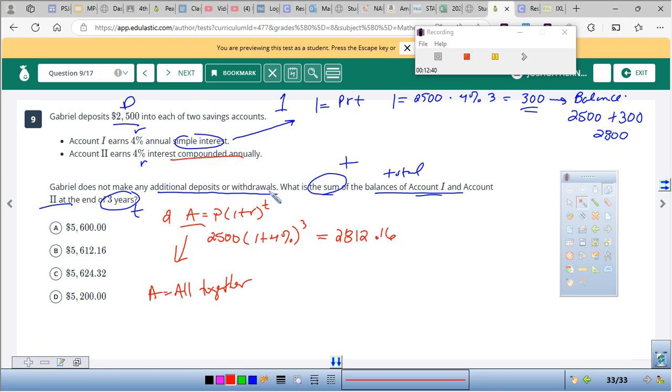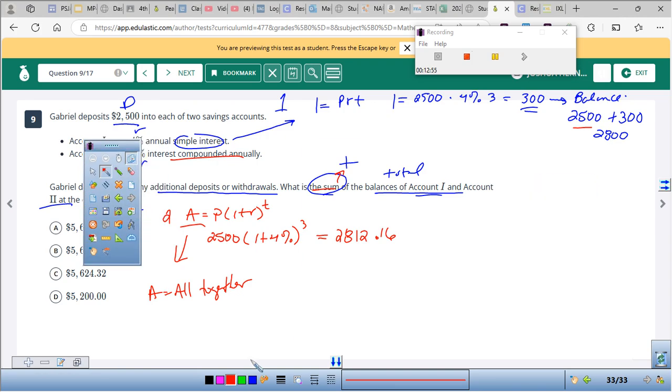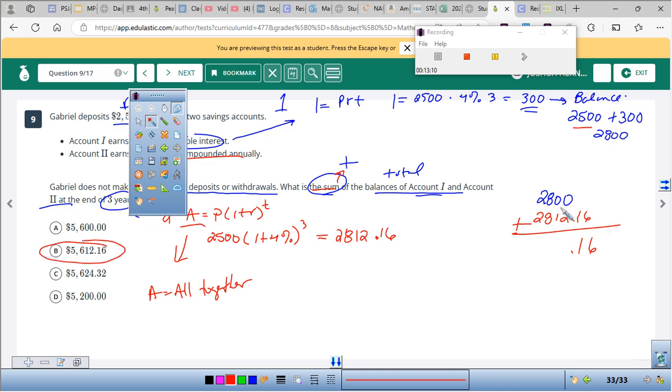So if I have that as my balance, then I can figure out the total, right? What does it say? It was the sum, to add them all up. So initially I had 2,500 in the first one, then I added the interest of 300, which makes 2,800. So I'm going to have to get both accounts. Account 1, the balance is 2,800. And account 2 is 2,812.16. Add them up together gives me 5,612.16. Boom, that's my answer already. Pretty easy, not too bad.